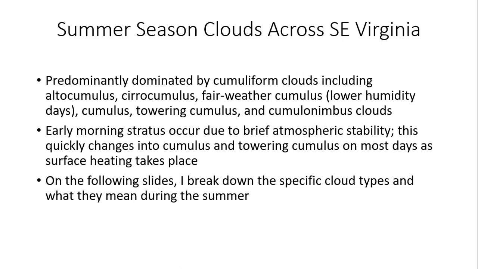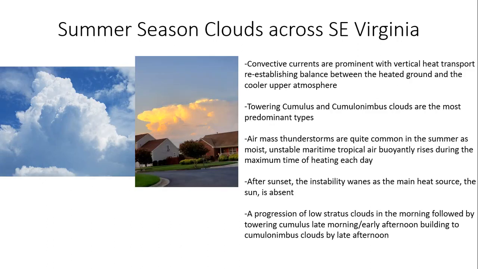Again, during the summer, specifically on a daily basis, you may start off with more atmospheric stability in the early morning hours, where you see these dull gray stratus clouds. They're a little bit more layered. But then they quickly change into cumulus and towering cumulus on most days as surface heating takes place. So on the following slides, I'm going to break down the specific cloud types during the summer season and what they mean. Starting off in general, what's going on in the summer season?